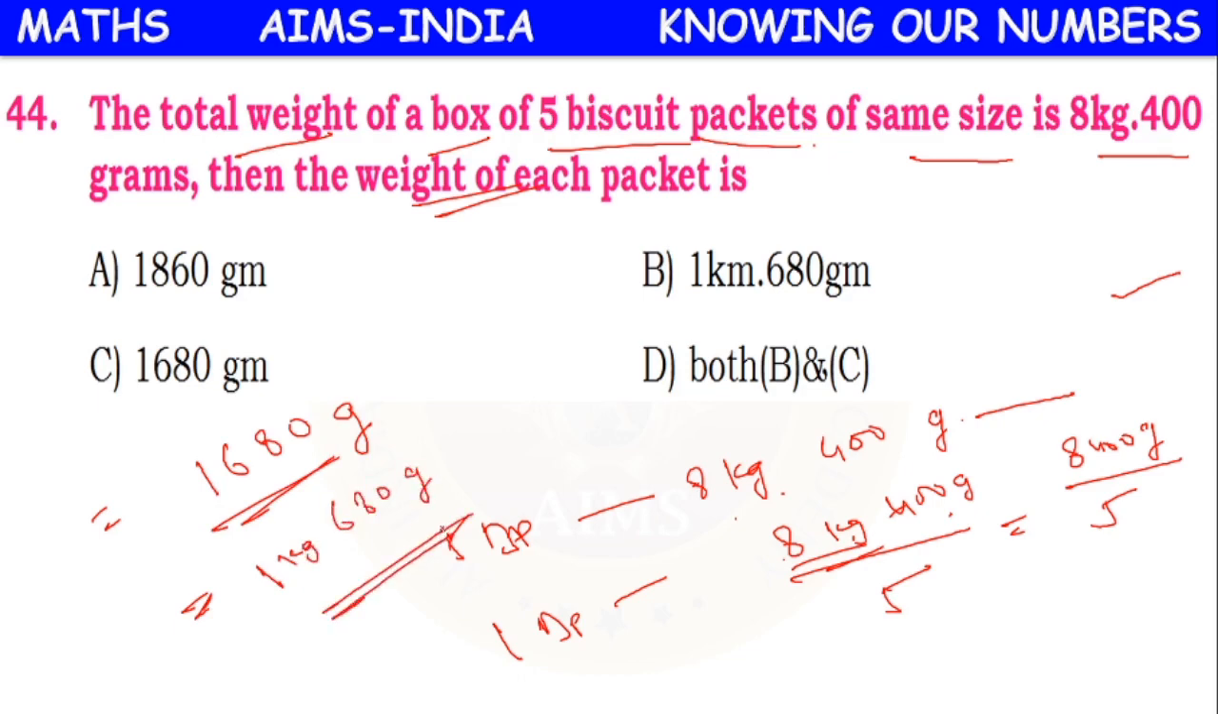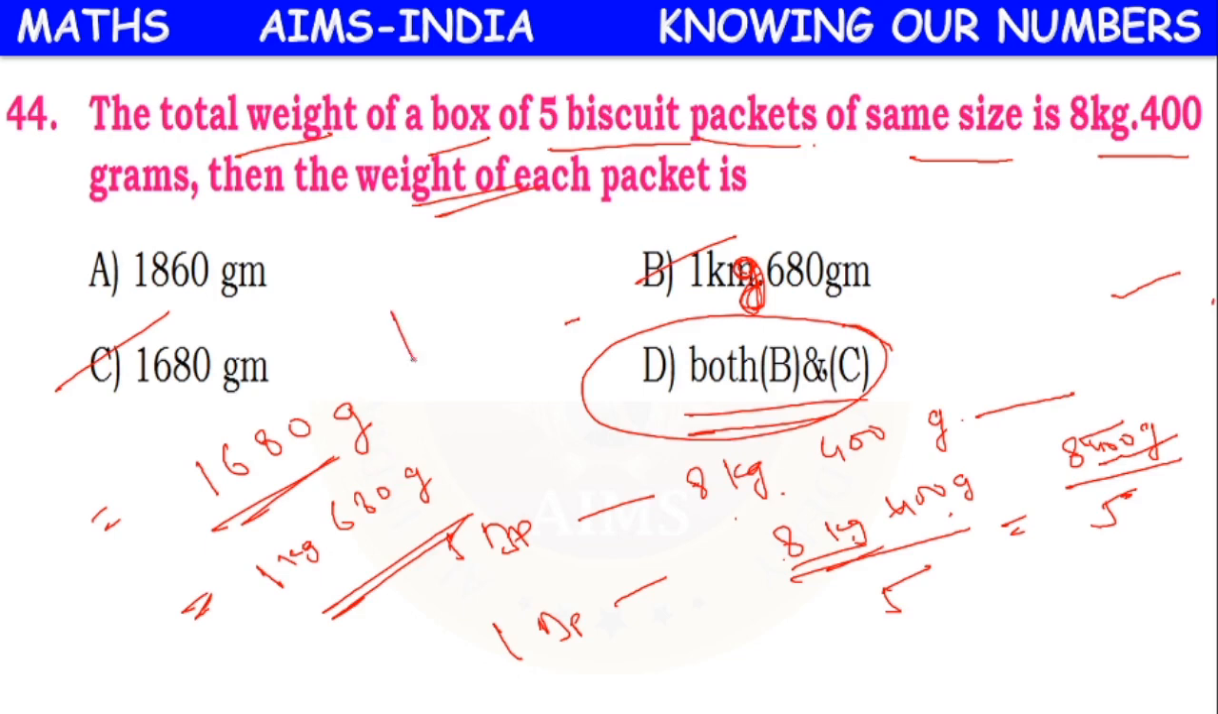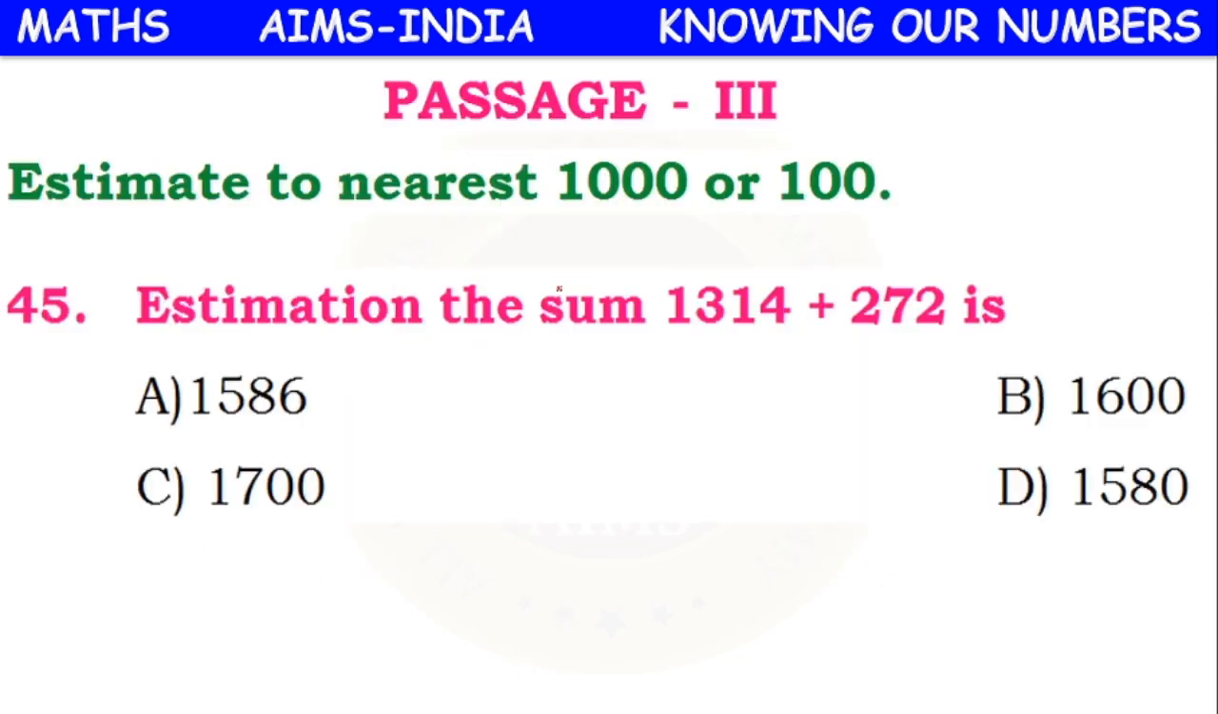We can write it as 1 kg 680 grams, so 1680 grams. Here it is kg, children, please change it as kg. 1 kg 680 grams. Both are correct, but it is a single correct answer type because comprehension questions are single correct. So both B and C are correct, so only D option is the correct answer here. So next, third passage.